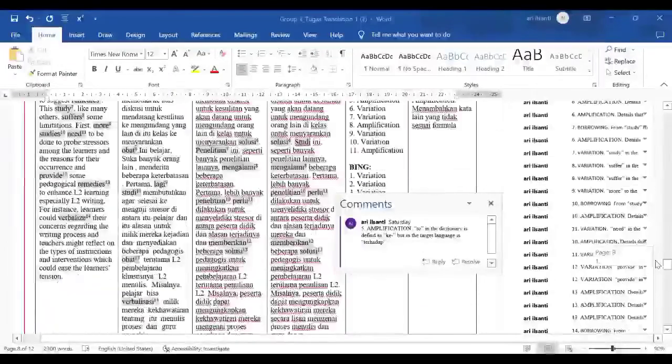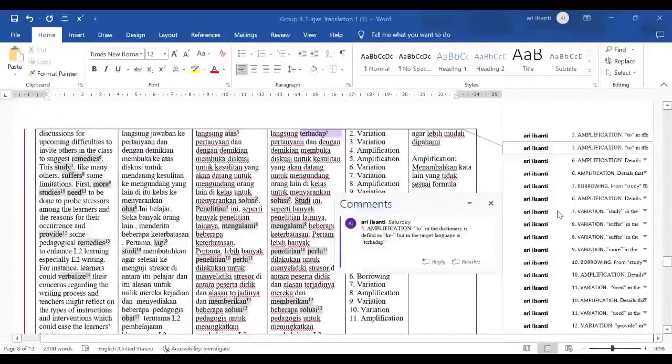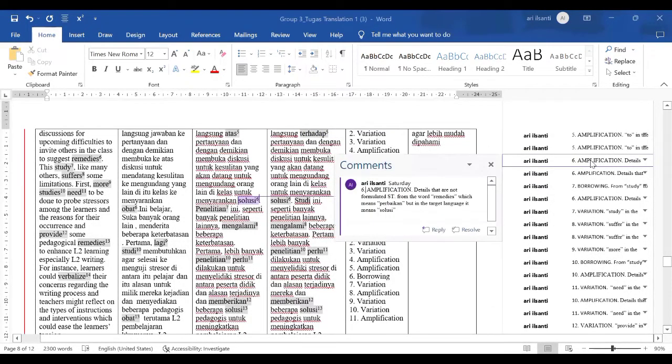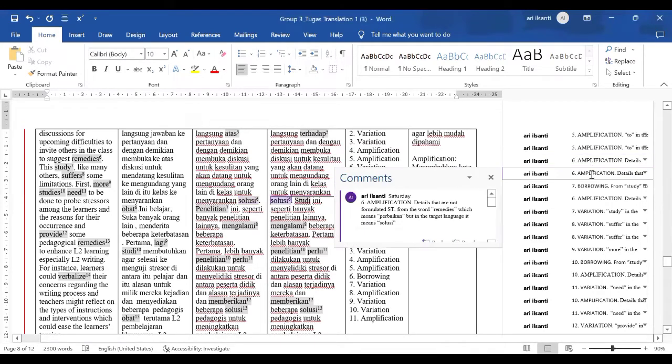Next is remedies. Remedies in Yandex translation is amplification. The titles that are not formulated in the source language from the word remedies, which means perbaikan, but in the target language it means solusi. And the Bing translation is amplification. The titles that are not formulated in the source from the word remedies, which means perbaikan, but in target language it means solusi.